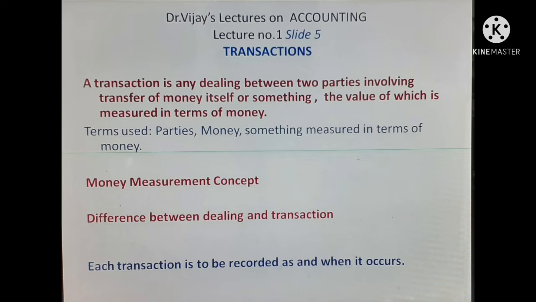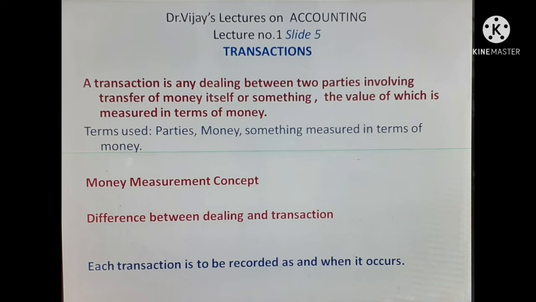Here, the transaction may be a transfer of money itself. When you are borrowing money from somebody, there is a transfer of money. When you are paying back the loan, there again is a transfer of money. So a transaction may be a transfer of money itself, or something the value of which is measured in terms of money. Unless the value of whatever is transferred is measured in terms of money, it cannot be recorded in the account book, because the account book, whether journal or ledger, has an amount column.